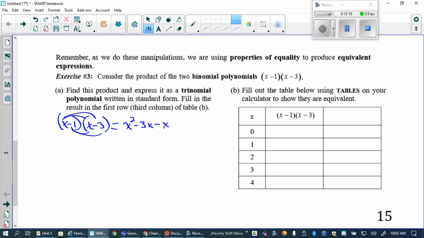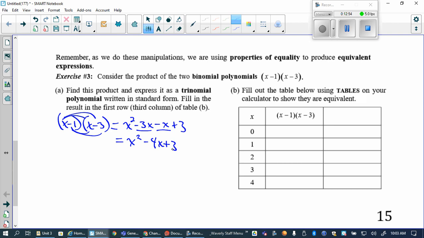Multiplying, not adding. Negative times a negative. Positive 3. All right? And now we're going to do what? And we get what? What do we get? This whole thing becomes negative 4x? Okay. Plus 3. So you notice I'm using equal signs here, right?